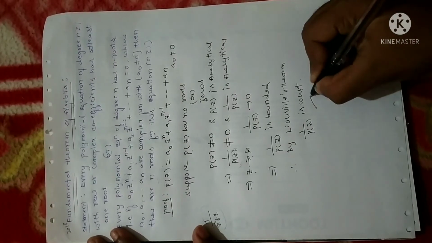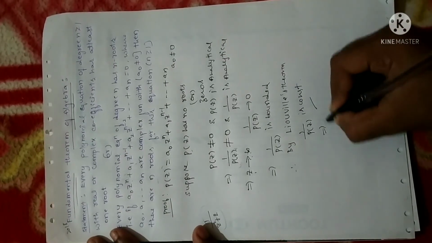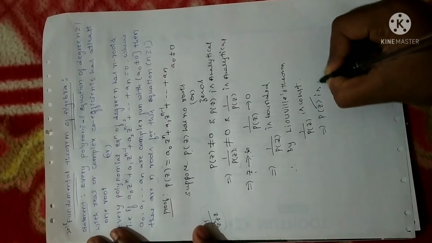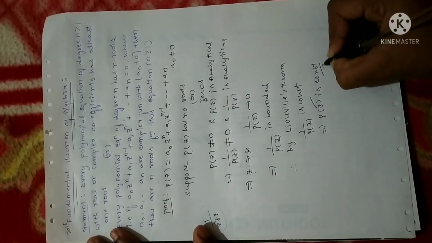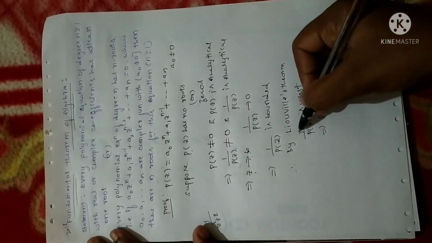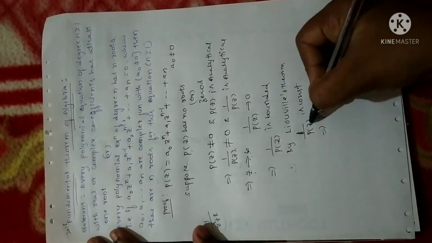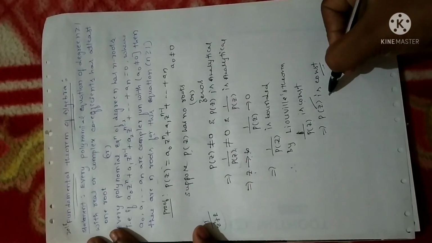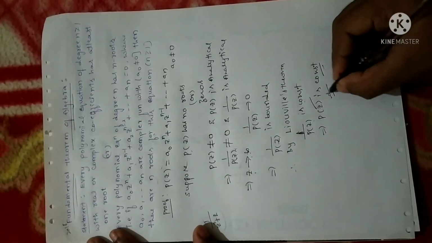But you can note that if 1 by p of z is constant, p of z is also constant, right? P of z is constant. If any function is constant, then its reciprocal is constant. And the reverse is also true: if the reciprocal is constant, we say the function is also constant. But clearly it is a contradiction, right?